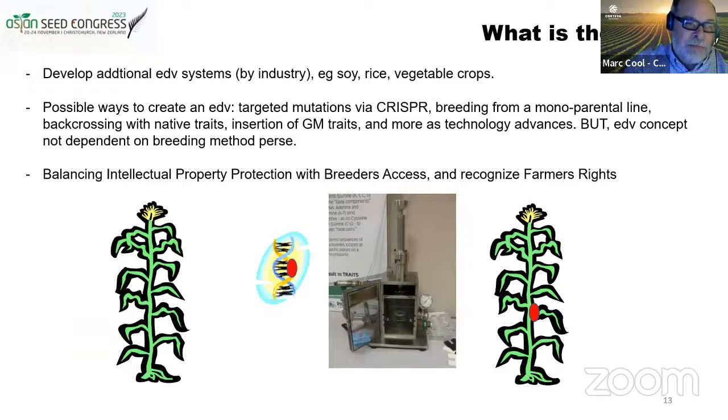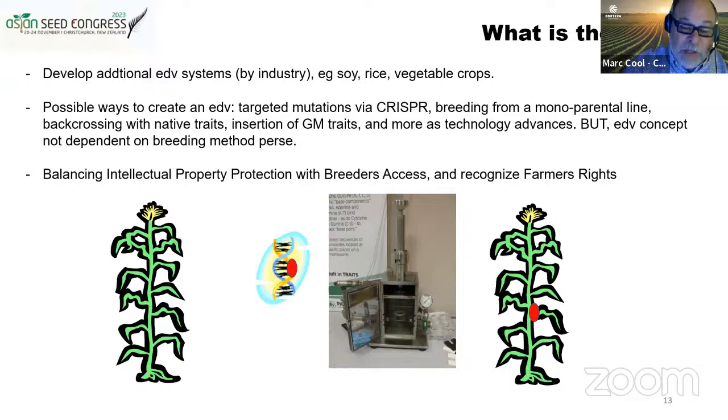So how about the future? In the future, there should be and there will be additional EDV systems developed, so methodologies and thresholds for additional crops like soybean, where we're on the cusp of having that completed, rice, various vegetable crops, etc.